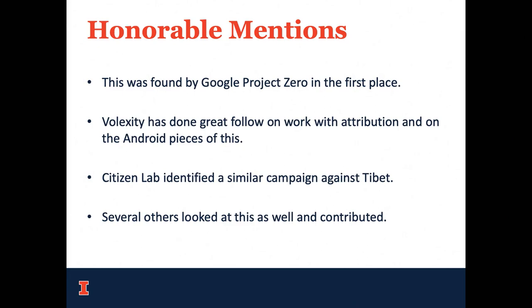Obviously, the entire body of this research started with work from Google Project Zero, who discovered iPhone vulnerabilities, or 5 specific chains that we'll talk about. Volexity followed that up with the attribution and Android pieces of it. Citizen Lab came out with their report a little more than a week ago, that covers the Tibetan angle of all of this.